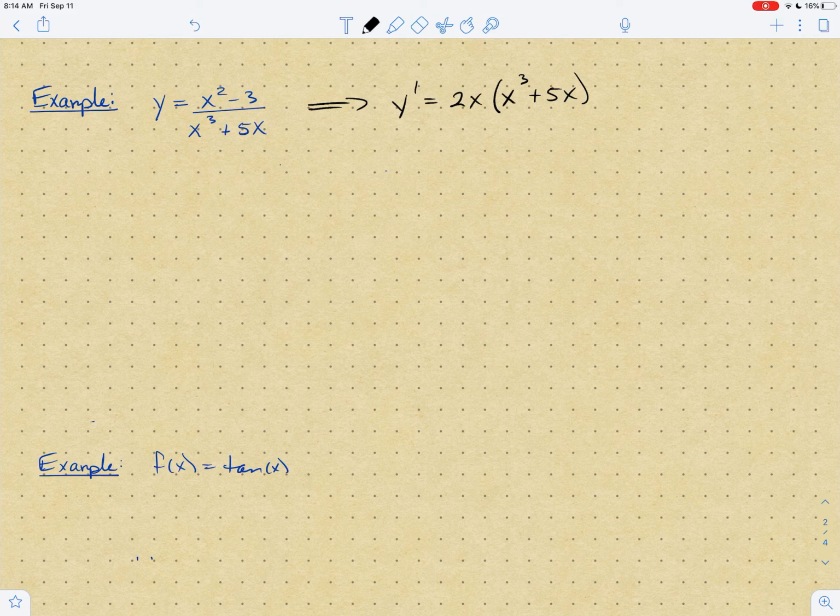All right, then I'm going to subtract the top, x squared minus 3, times the derivative of the bottom, which is 3x squared plus 5, all over the bottom, x cubed plus 5x, all squared. So that's the first step.